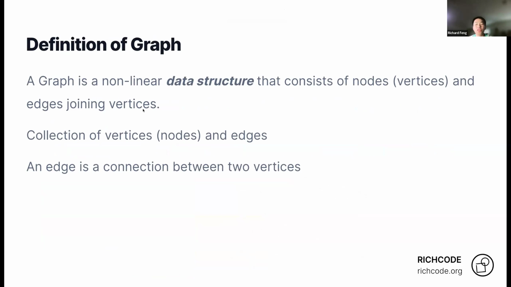Okay, so now you might be wondering, what is the definition of a graph? So why are we learning all of this? A graph is a nonlinear data structure that consists of nodes, which are also called vertices, and edges that are joining the vertices. So a graph is just a collection of vertices and edges, in other words. And an edge is just a connection between any two vertices.